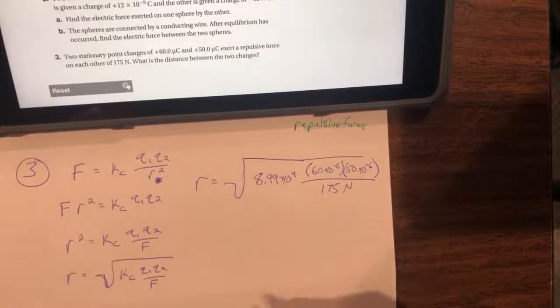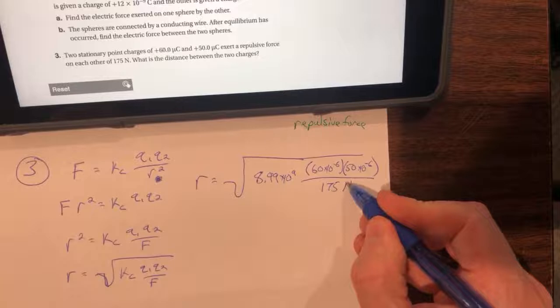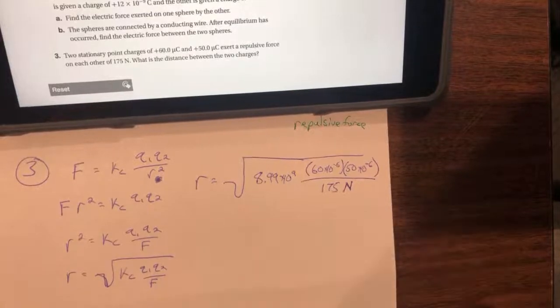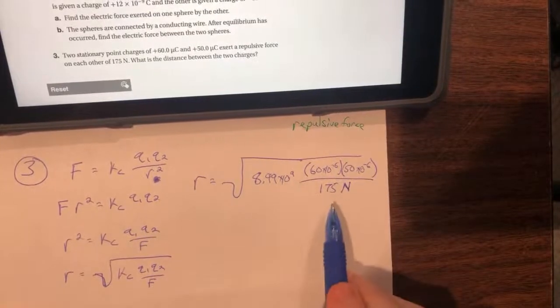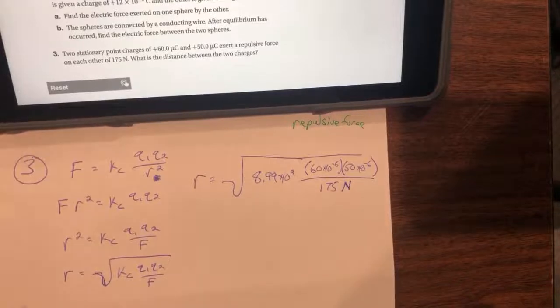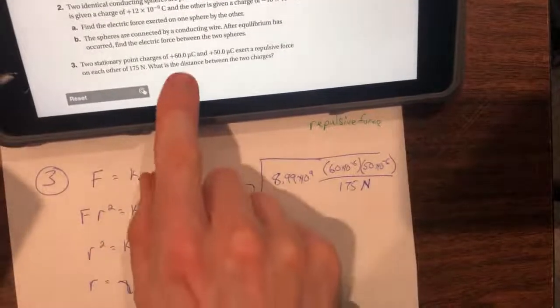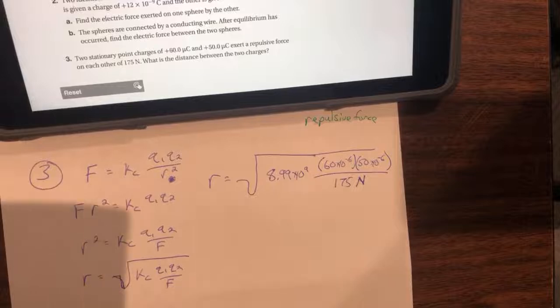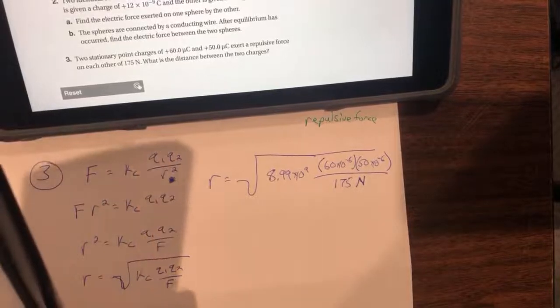That is a significant force, right? So much, much greater than we had in the previous problem. 175 newtons. But we'd expect that because we now have much larger charges. And so what is that going to end up being?